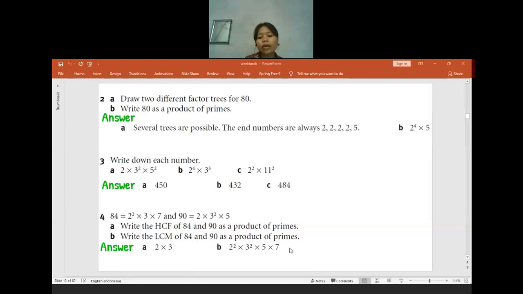As homework, just try to complete all the questions in your workbook, because starting from today, I will be discussing all the questions in your workbook. So it will be better if you complete all the questions, so when I discuss it, you can directly check your answers.